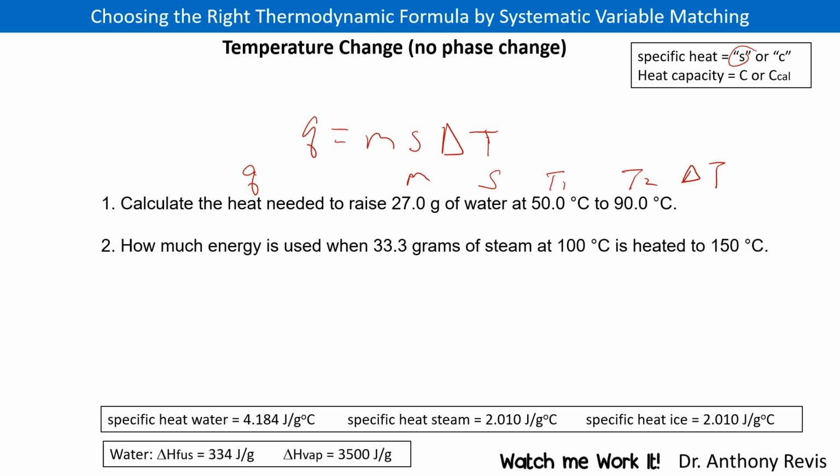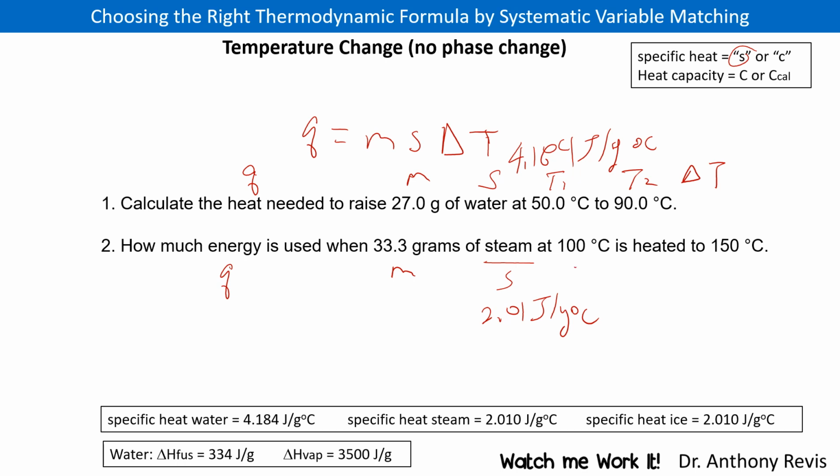Number two, how much energy is used for 33.3 grams of steam at 100 degrees C? It's heated to 150. Looks about the same, doesn't it? Q and mass, steam in this case. Aha, we'll use S, but in this case we have to use S for steam. S for water is 4.184 joule per gram degrees C. But for steam, it's 2.01 joule per gram degrees C. So we have an S, but we have to make sure it's steam.